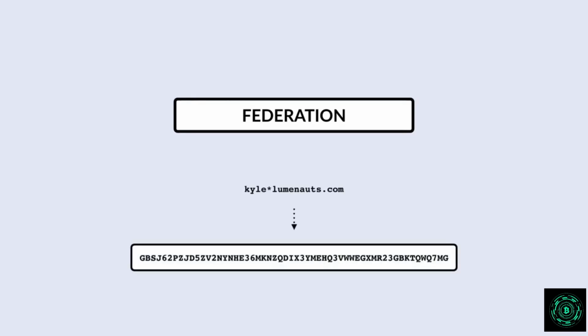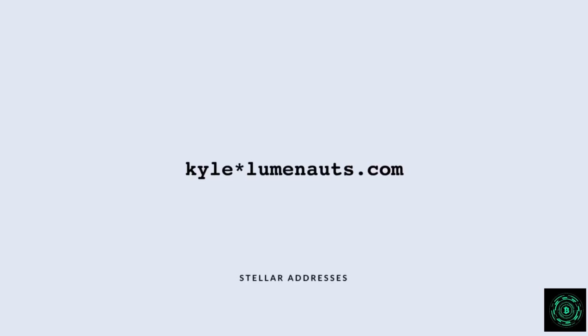To make sending and receiving easier, the Stellar Federation Protocol resolves Stellar addresses into Stellar public keys. Stellar addresses are email-like, human-readable addresses that are much easier to type out and share than a public key. Stellar addresses have two parts, a username and a domain. They are split by an asterisk instead of an @ symbol. An asterisk is used so that usernames can be email addresses.